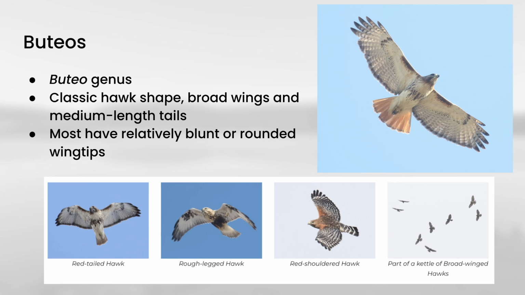So first up will be the Buteos, and this is what I think of as sort of your generic raptor shape. Now, Buteo refers to the genus that all of these species belong to, and they have that classic shape that you think of for hawks, with broad wings and sort of medium-length tails. Most of them have blunt or rounded wingtips, and they are really built to soar. And the representative I've chosen for the Buteos is the red-tailed hawk.